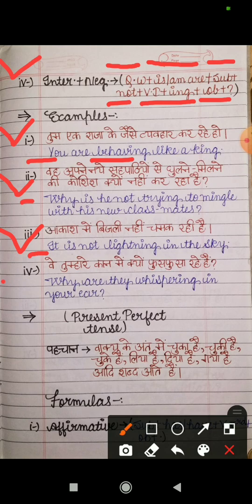Fourth sentence is वे तुम्हारे कान में क्यों फुसफुसा रहे हैं. So that is an interrogative sentence. Subject is वे, that means they, and क्यों is given in the middle of the sentence. So first of all we will use the English of क्यों, that is why, and according to they we will use are. Why are they whispering in your ear? So these were the examples related to present continuous tense.